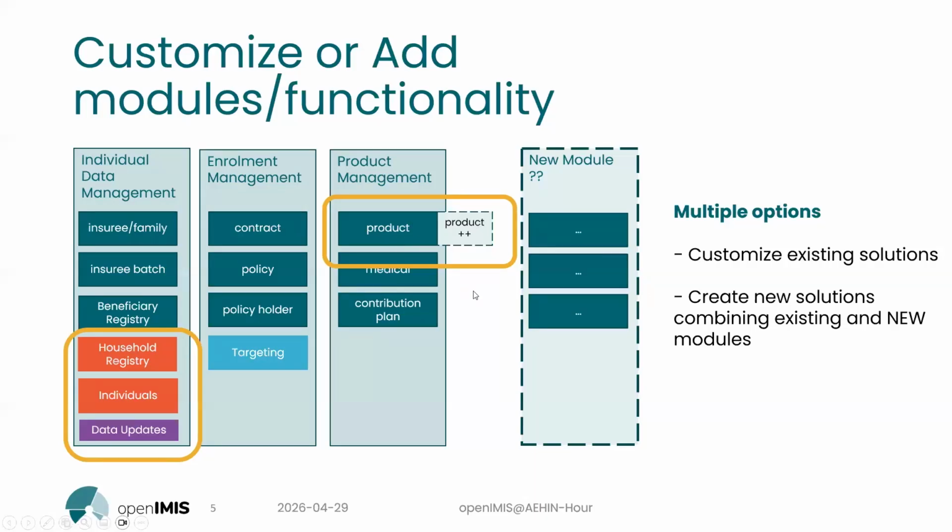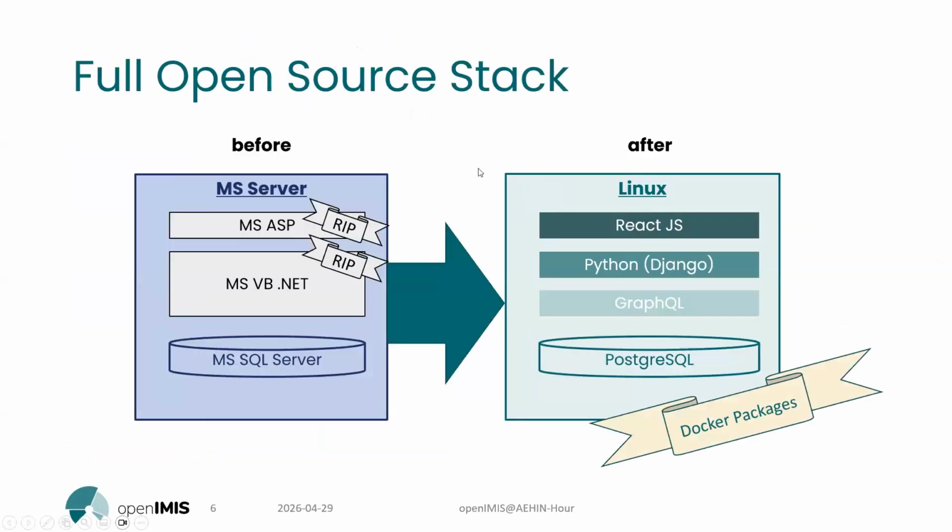For example, the benefit program that you want to implement in a country has a lot of configuration options in the product module. But you can also develop your own modules with your own functionalities and include that in the bundle for your specific use case. This is possible because we have a full open source stack by now.